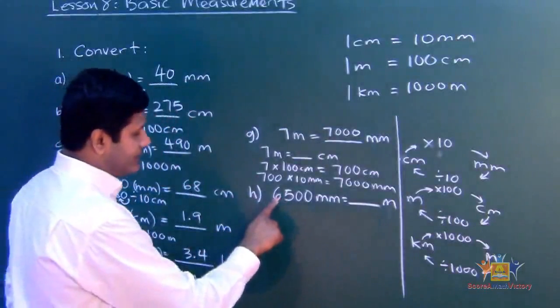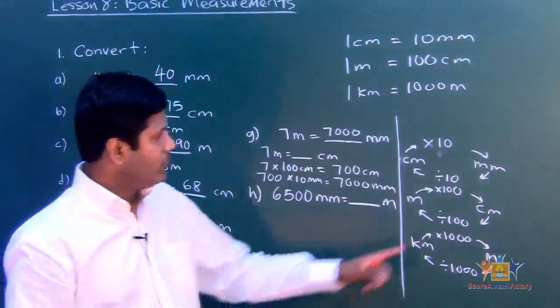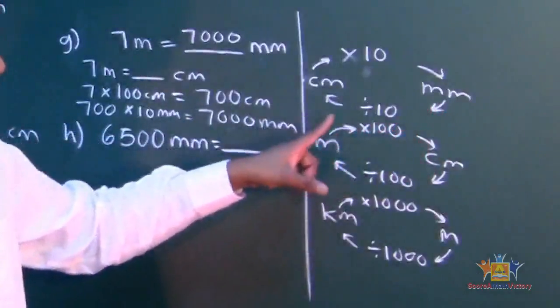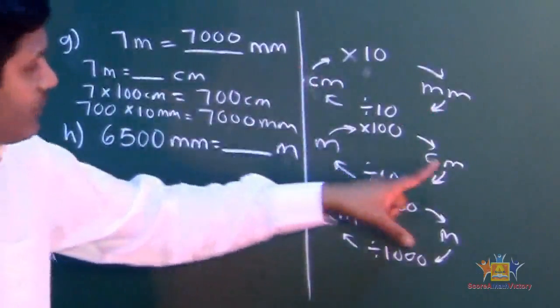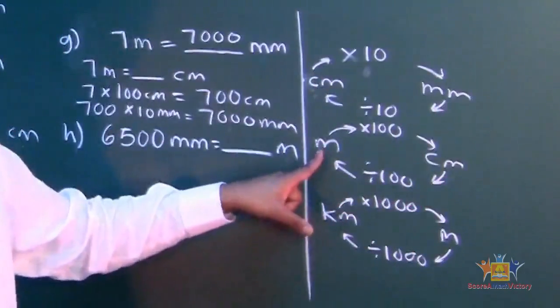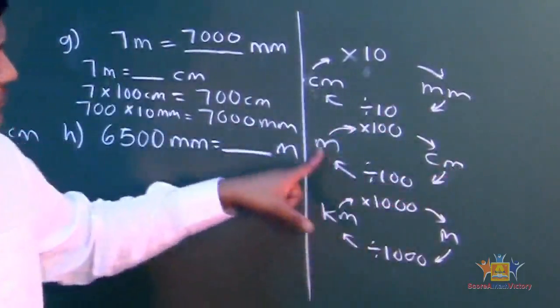Okay? You got 6,500 millimeters, and I want it in meters. So millimeters to meters, but I only go to centimeters. Let's switch it to centimeters, and then from centimeters switch it to meters. See that? Millimeters to centimeters, and centimeters to meters.